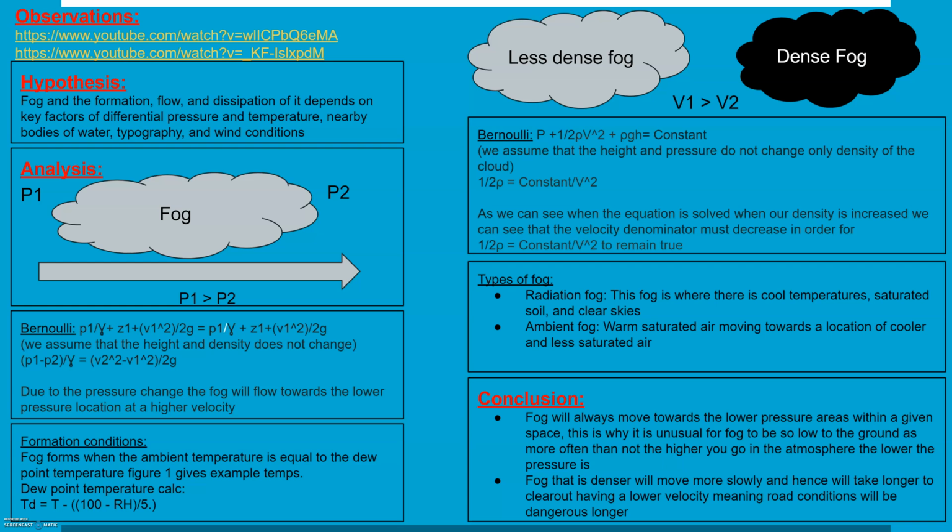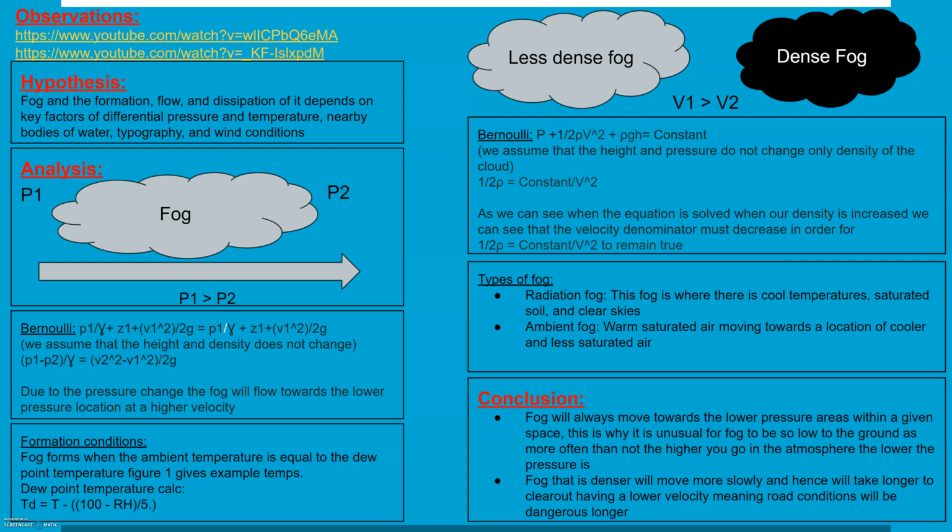And then we have ambient fog, which is warm, saturated air moving in towards a location of cooler and less saturated air. This occurs where it creates a pressure differential. This would be what we saw in the video of the San Francisco Bridge, where the fog slowly starts to move in from the warm saturated air moving into the cooler San Francisco Bay air, which creates those large amounts of fog.